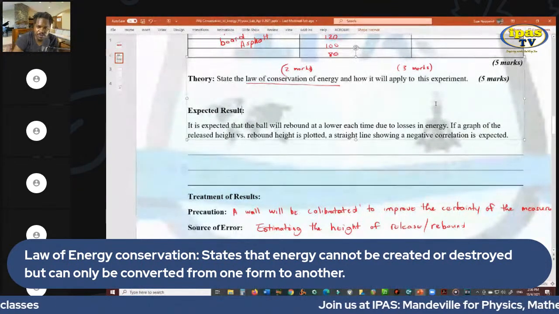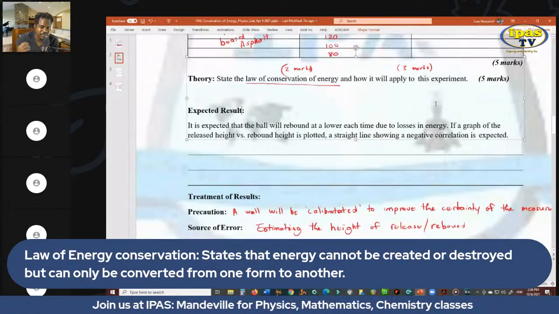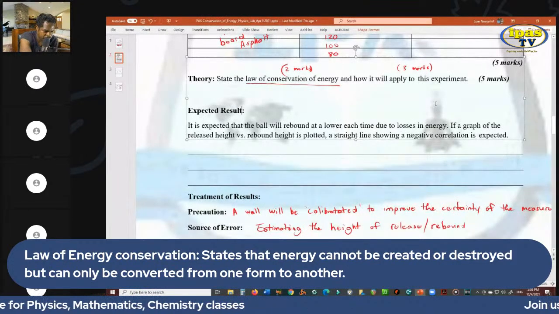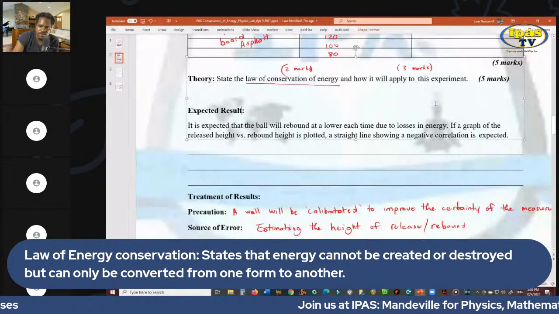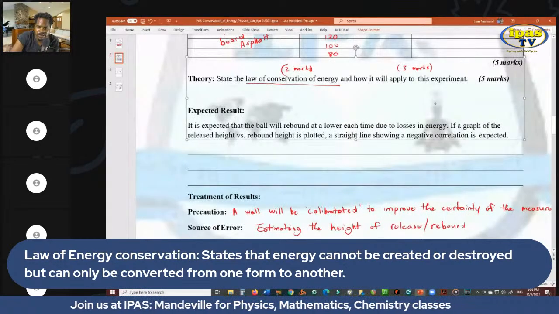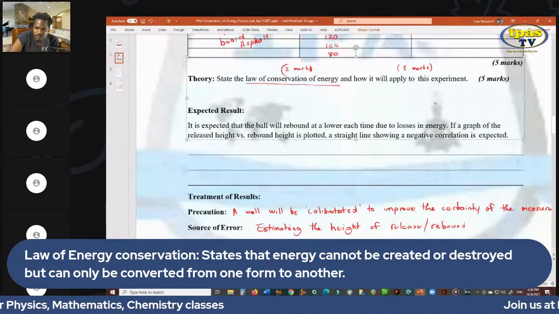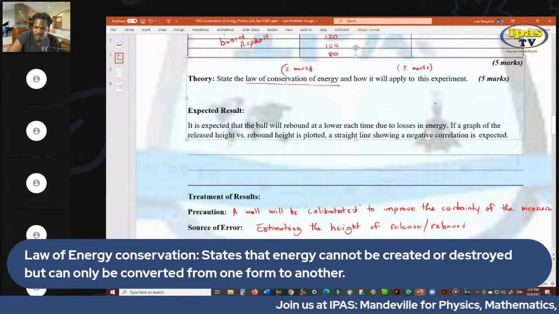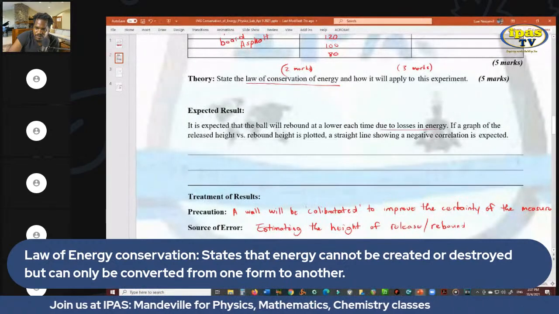It is expected that the ball will rebound to a lower height each time due to losses in energy. Expected results is just where you predict, you expect. Some time ago, at the start of the class, you were saying that you don't expect the ball to rebound to the same height. So that is 1 mark to state that. The ball is not likely to rebound to the same height due to losses in energy.